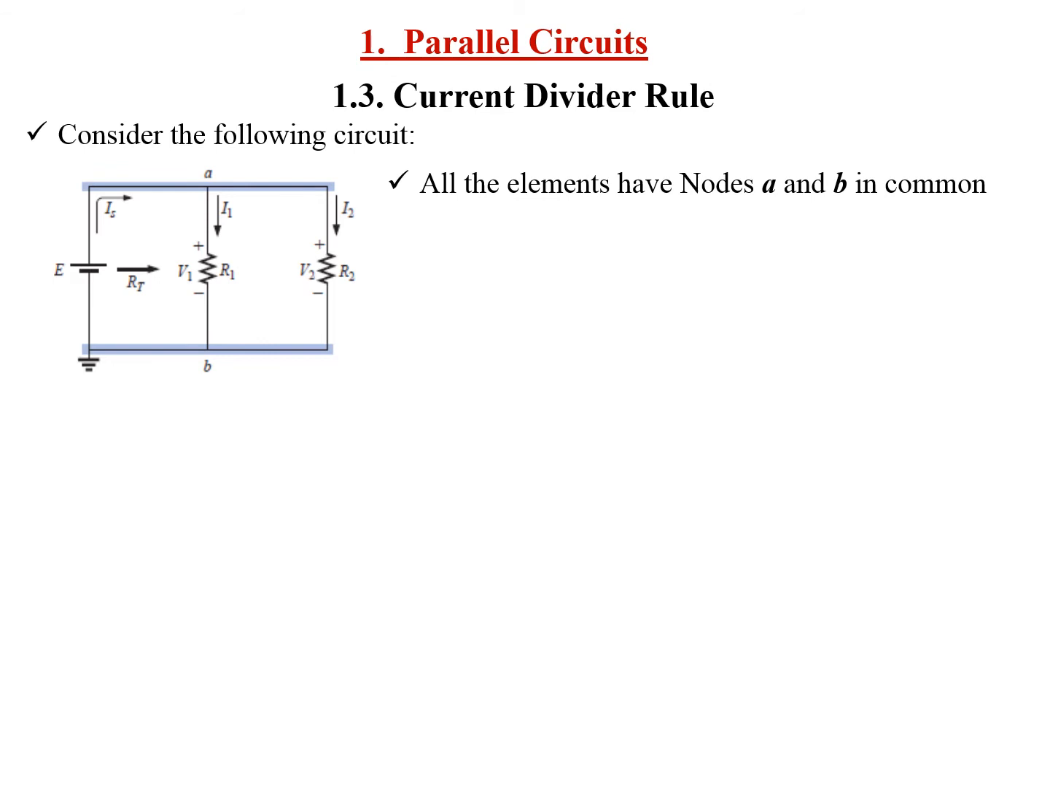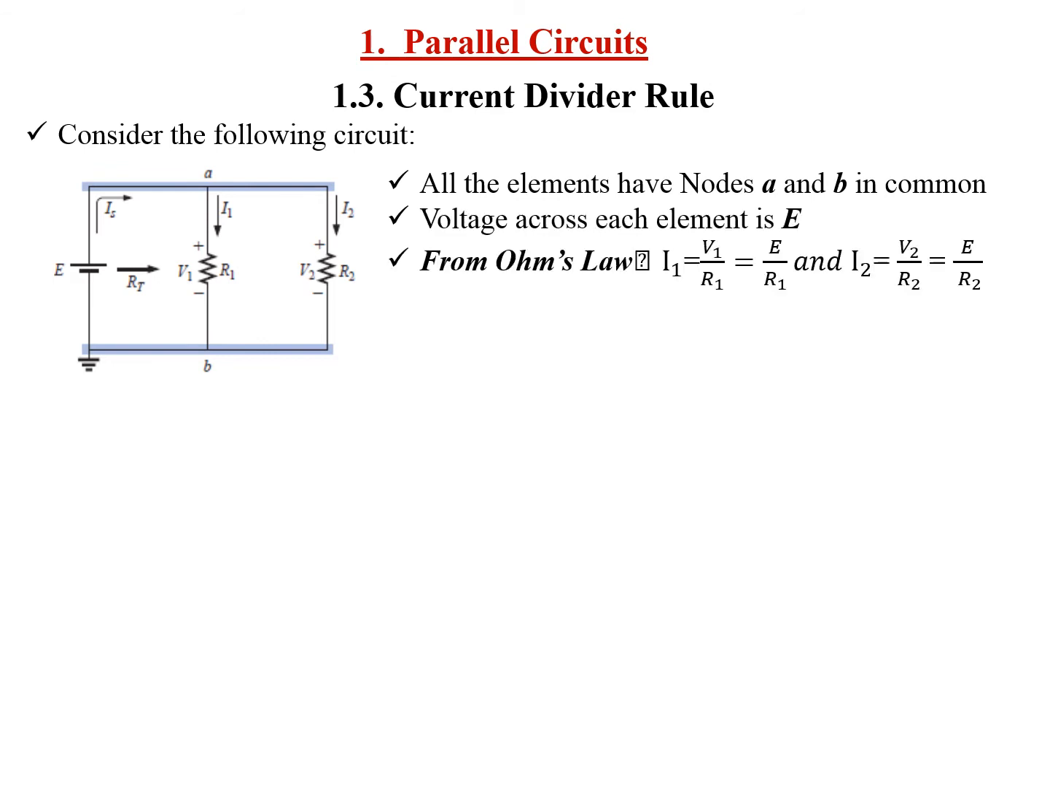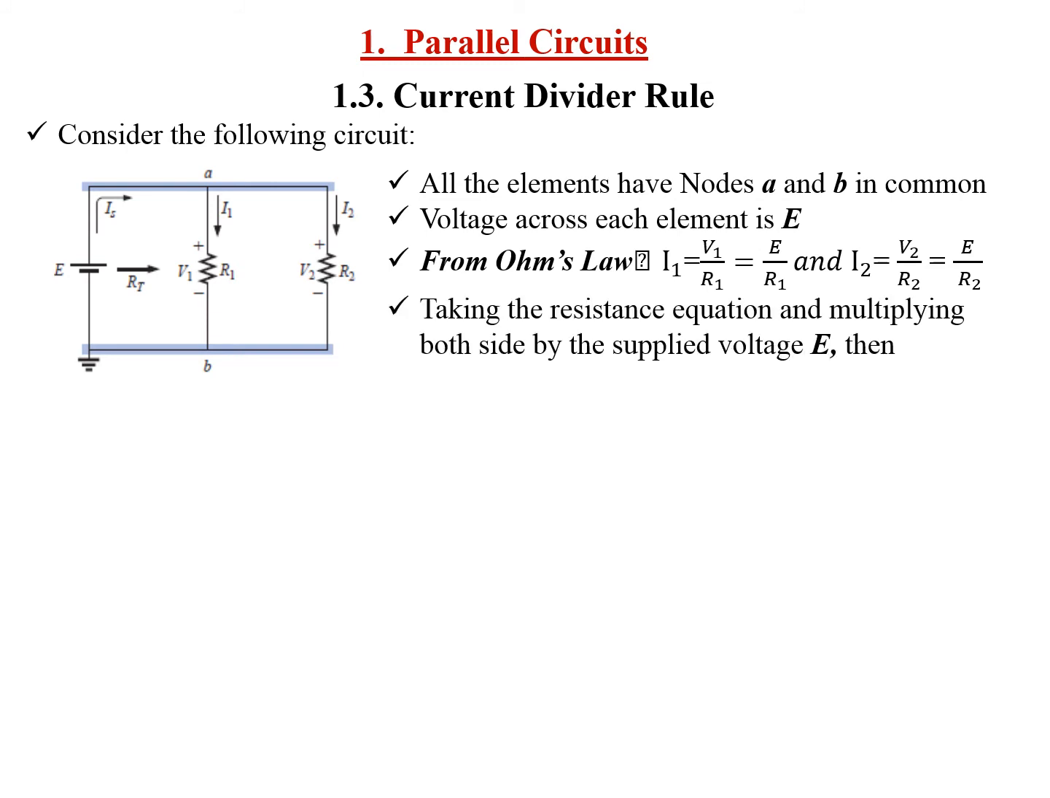Those values are the same because the components are in parallel. That is what I was explaining, that they have the same voltage and share the same nodes A and B. So from Ohm's law, if you want to calculate I1, it's voltage over resistance, which equals V1 over R1, which is also equal to E over R1. And I2 is equal to V2 over R2, which is equal to E over R2. I'm sure you can see that.